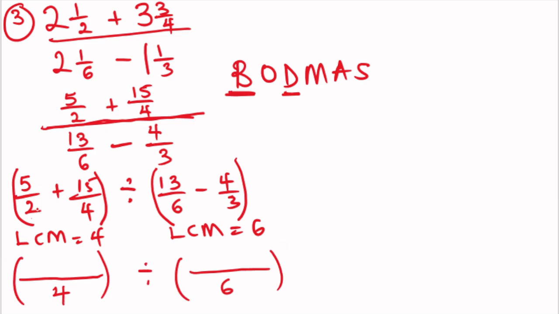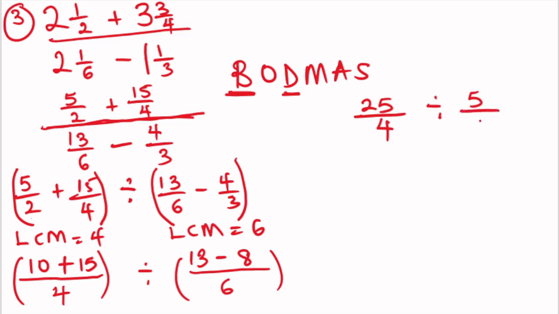4 divided by 2 is 2. 2 times 5 gives us 10, plus 4 divided by 4 is 1. 1 times 15 will have 15. Now for the right hand side, 6 divided by 6 is 1. 1 times 13 is 13, minus 6 divided by 3, which is 2. 2 times 4 is 8. So 10 plus 15 will get 25 over 4, divided by 13 minus 8 gives us 5 over 6.